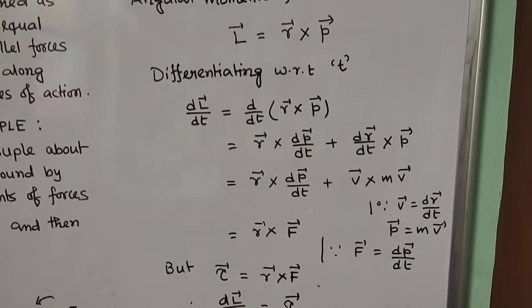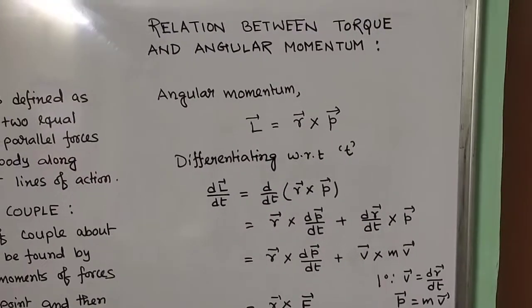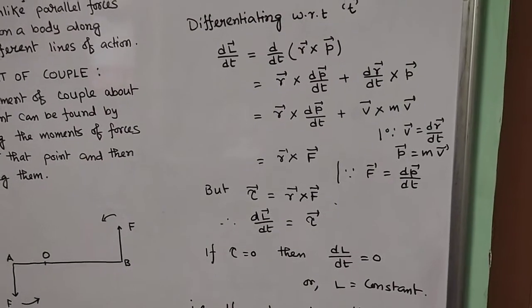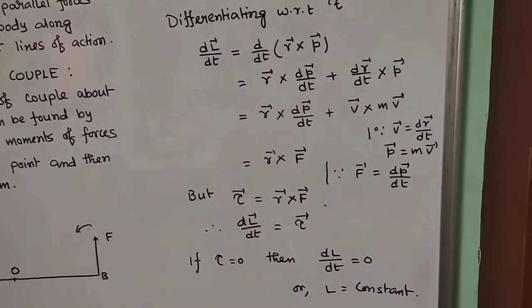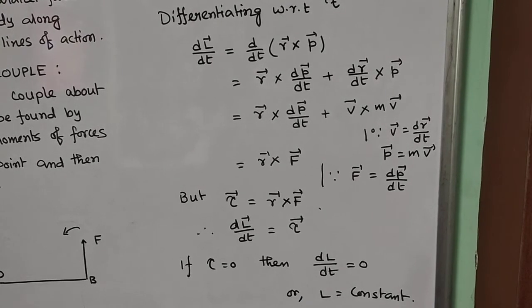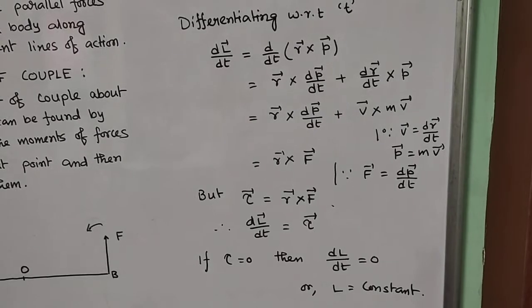So I think you have understood. This is only simple differentiation using the product rule. And this topic is important. Sometimes it is asked as dL/dt equal to r vector cross F vector, or sometimes it says tau equal to dL/dt. So in this way you have to do it.